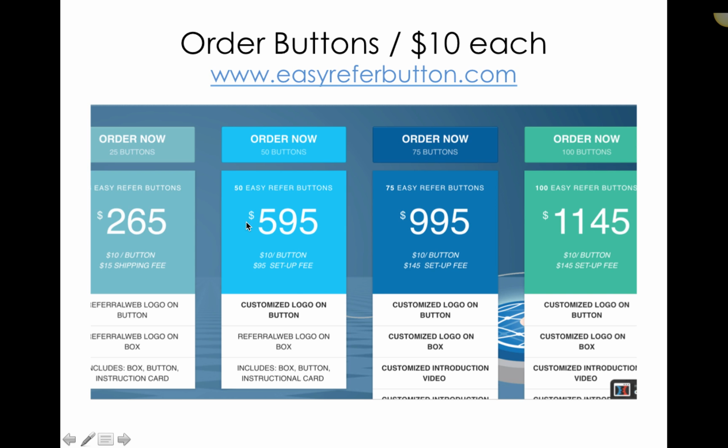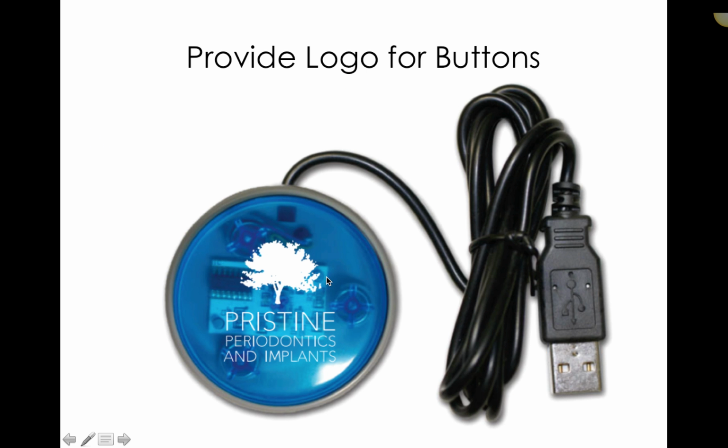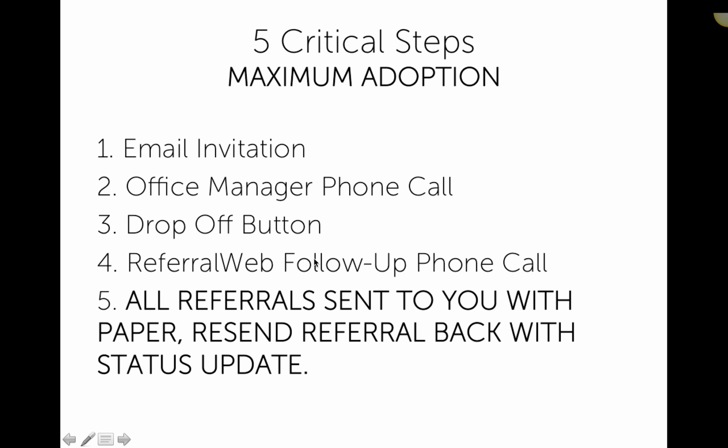So these are the different options you've got. It's $10 a button plus a little bit of shipping and handling fees. That's why it's a little more. But if you go to easyreferbutton.com, you'll be able to choose which one you want. Now you have to get at least 50 buttons in order for you to have your logo put on the button. So once you order those buttons, the buttons take about 3 weeks to get to your office. Now they'll come already placed in a box and with instructions and everything. You'll just need to take them out. It's going to be really easy for you. So again, you'll need to get 50 buttons in order to get your logo on it.